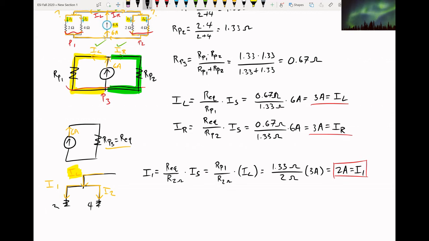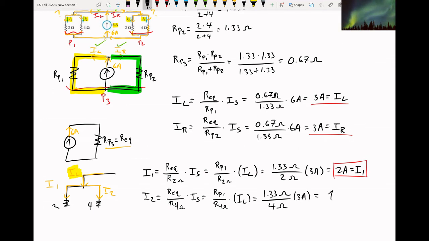All right, we'll look at I2. I2 is equal to R equivalent over R2 ohms times I of S. Oh, sorry, that's supposed to be 4 ohms. So this will be R parallel 1 still over the 4 ohms times I of L. Once again, this will be 1.33 ohms over 4 ohms times 3 amps, and this will give us 1 amp, which will be equal to I of 2. Now that we figured out what I1 and I2 are, let's take a look at I3 and I4.